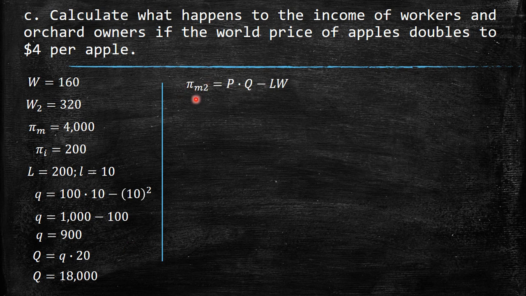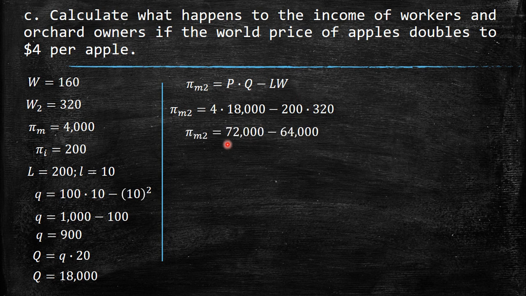The profits of the market too, in the situation with this condition, we have 4 as the new price, times 18,000, which is the quantity, minus 300 times the wage, which is 320. Then we have 72,000 minus 64,000, and then the total profit of the market with these new prices is 8,000. It's double, the same as the wages.